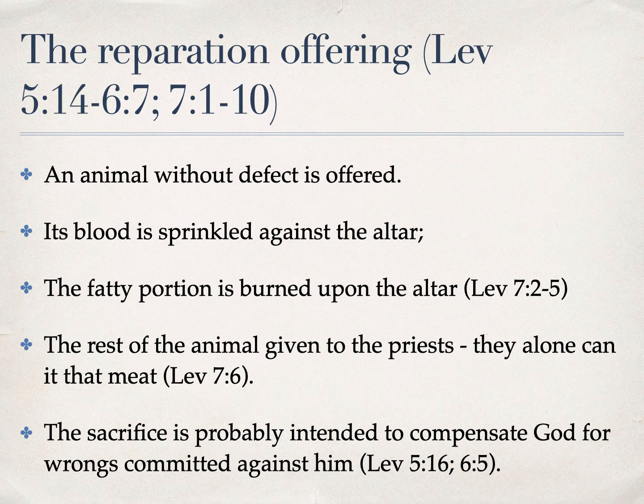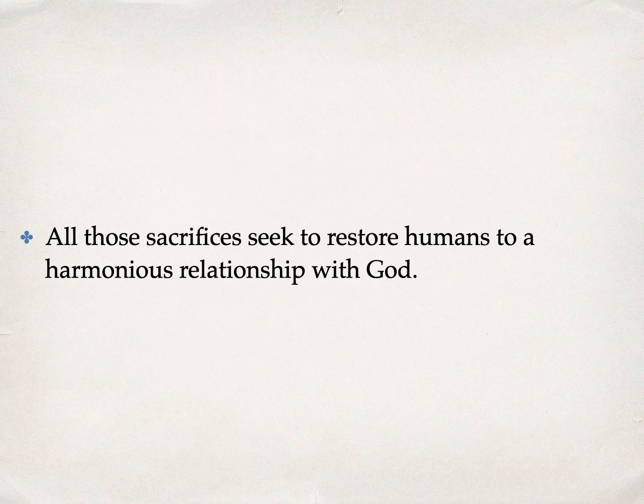The reparation offering, the last one among those 5 sacrifices. An animal without defect is offered, its blood is sprinkled against the altar, the fatty portion is burned upon the altar, the rest of the animal is given to the priests, they alone can eat that meat. This sacrifice is probably intended to compensate God for wrongs committed against him. So all those sacrifices seek to restore humans to a harmonious relationship with God.